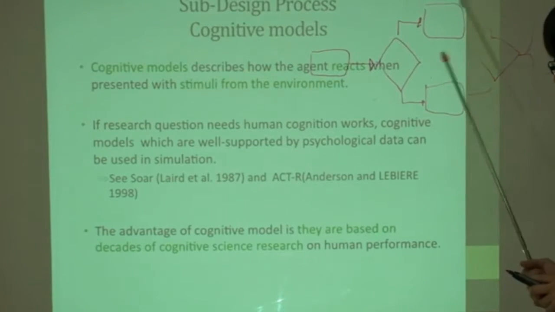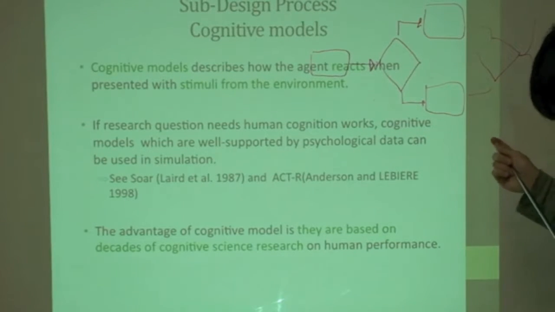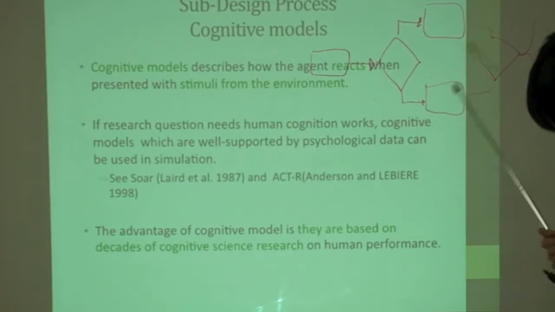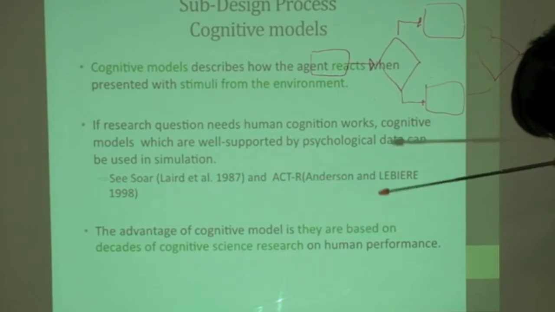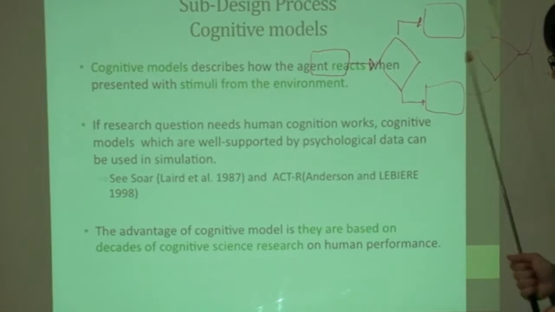And the advantage of cognitive models is that they are based on decades of cognitive science research on human performance. We can make agent behavior correspond to the behavior of humans through the cognitive models.